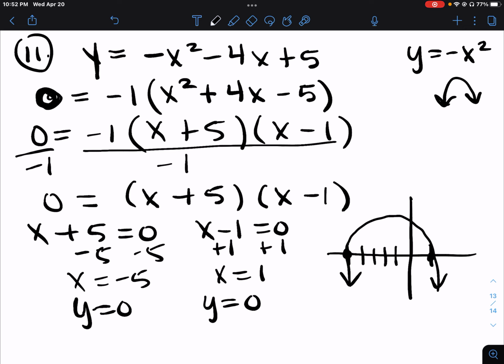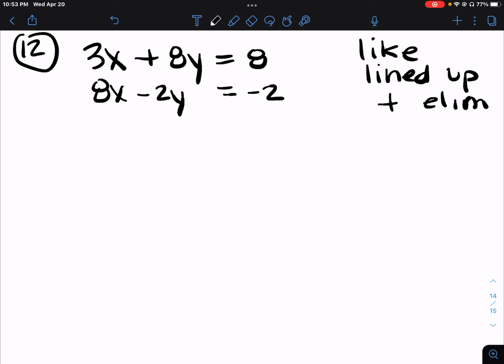Okay, system of equations. The like terms are lined up. We're going to add, eliminate. Look at x. 3 times something doesn't equal 8, so let's move on to y.